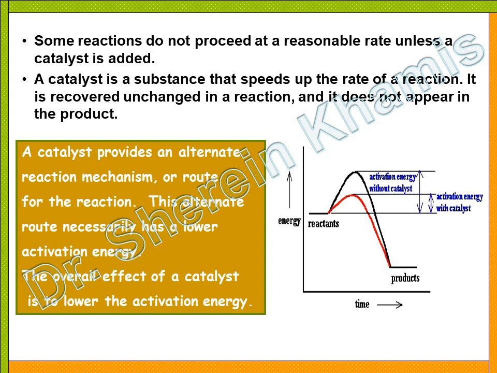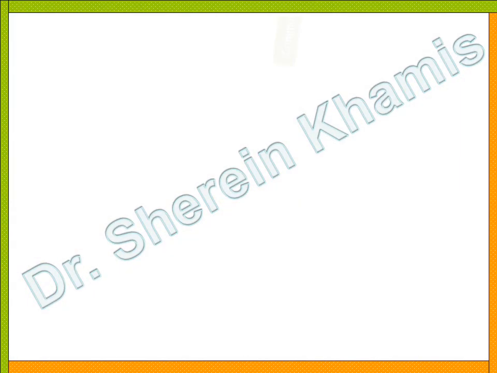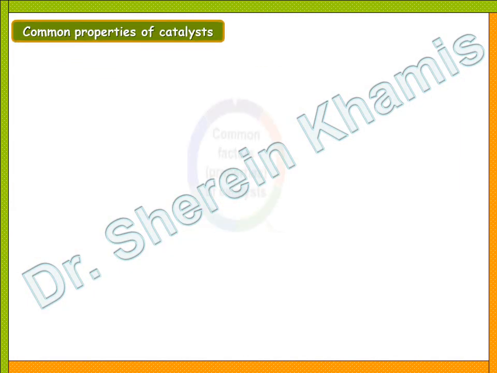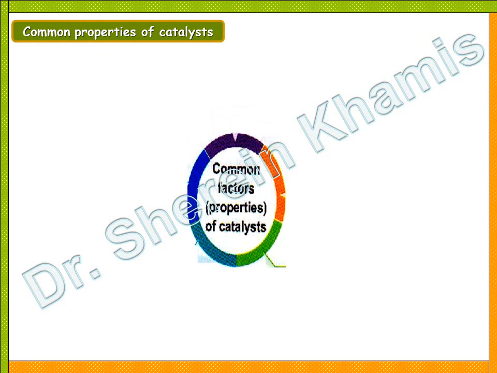If we add the catalyst, the activation energy taken here decreases by this amount. Overall, the effect of a catalyst is lowering the activation energy of the reaction, so it decreases the time the reaction takes. And here we have the common properties of a catalyst.